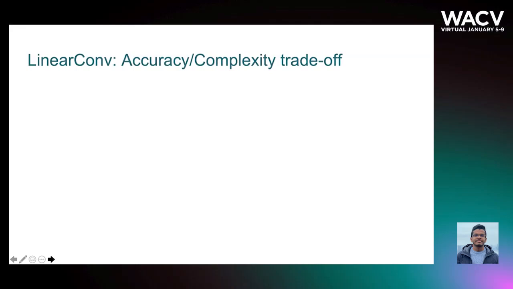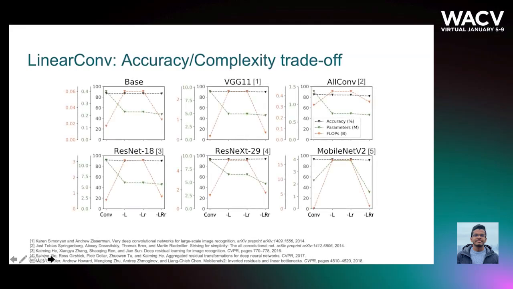Here we present the performance of the LinearConv layer when compared to conventional convolutional layers. We implement our layer in multiple common CNN architectures. This configuration corresponds to LinearConv, and as you can see, the performance represented by the accuracy here remains unchanged, and we have a slight increase in compute, but we have a reduction of parameters almost by half.